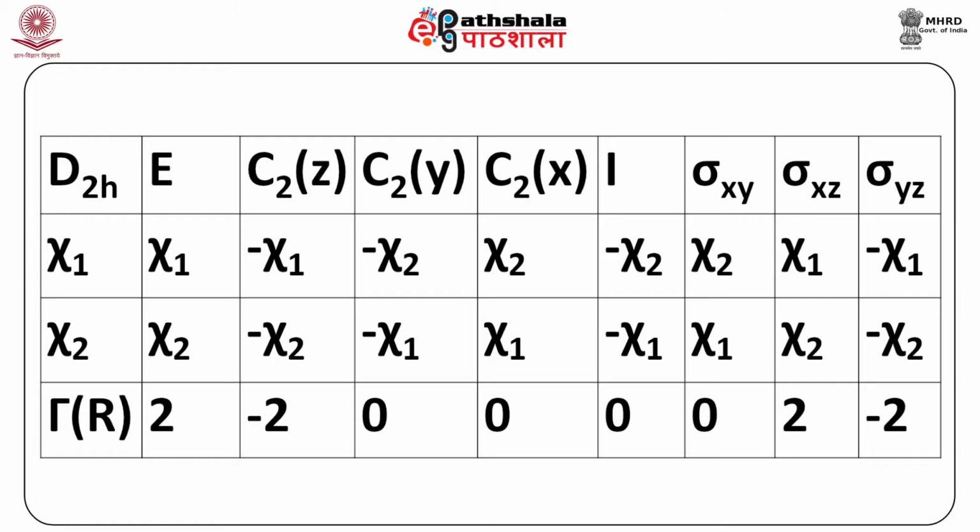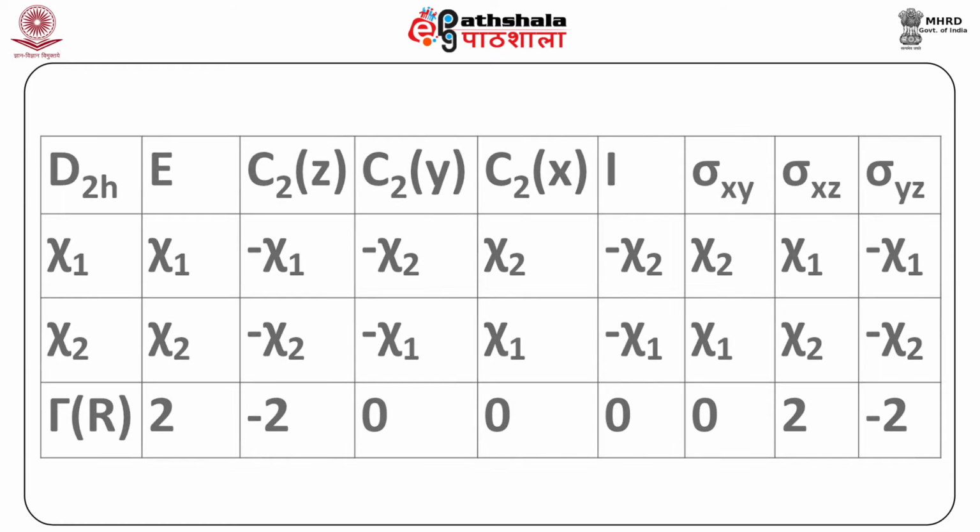So since both orbitals remain unshifted under E, the character is plus 2. Rotation about the Z axis reverses the signs of the 2px orbitals but leaves them unshifted, so the character will be minus 2. In a similar way, rotation about the Y axis not only reverses the sign of the orbitals but also shifts them, and hence the character is 0. For this operation, in the same fashion, the remaining entries can be similarly obtained.